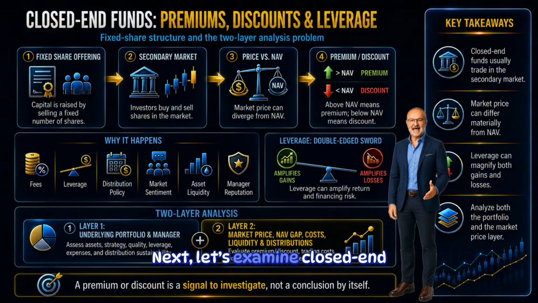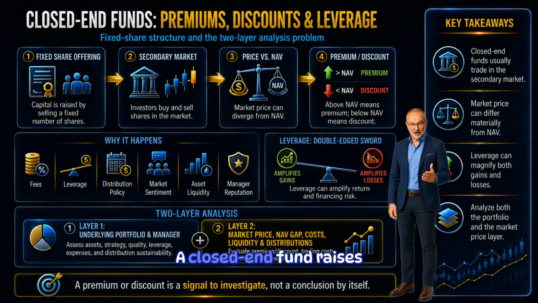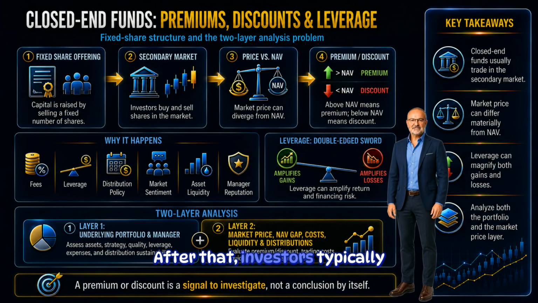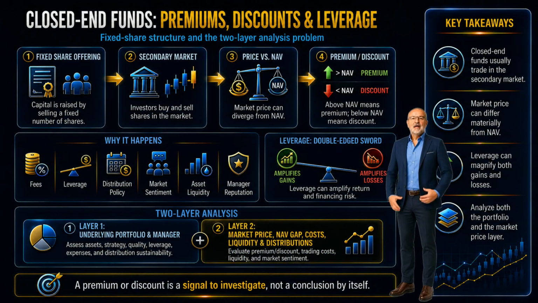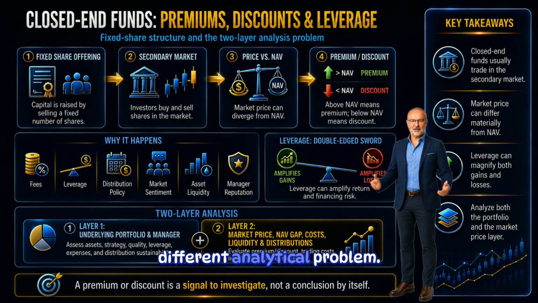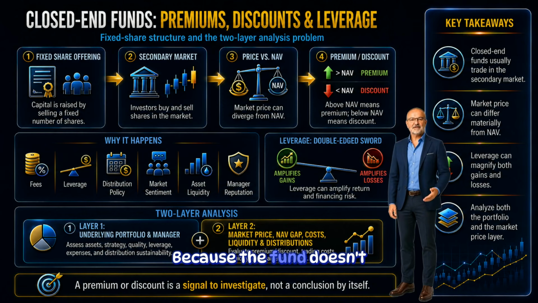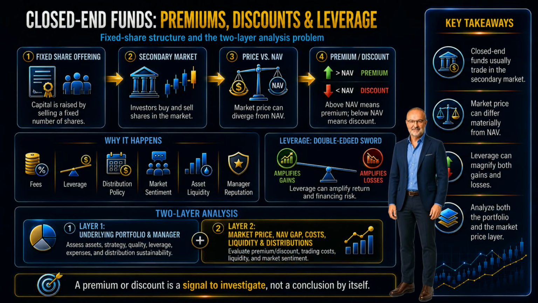Next, let's examine closed-end funds. A closed-end fund raises capital by selling a fixed number of shares in an offering. After that, investors typically buy and sell shares in the secondary market, rather than redeeming shares directly with the fund. This structure creates a different analytical problem. Because the fund doesn't normally redeem shares every day, the manager may have a more stable capital base. This can be useful when the fund invests in less liquid assets or specialized strategies.